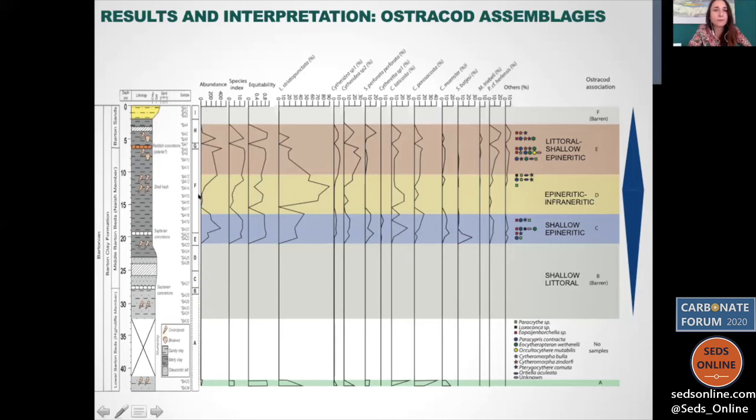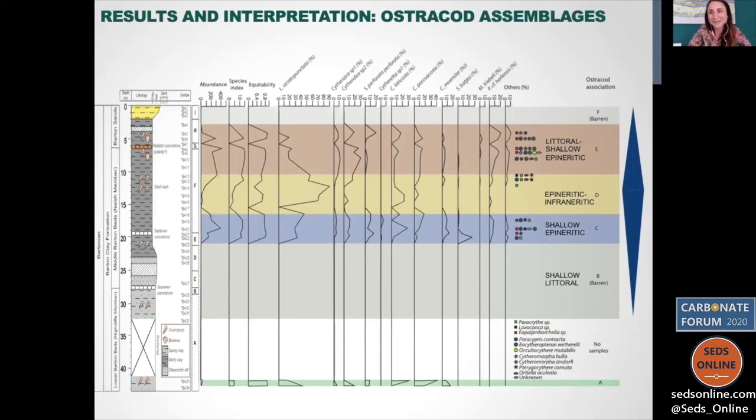Yeah, exactly. If you look at this diagram, the first, starting from the left, is the abundance. So it's the real number of valves that I found in each sample. And for most of them, I was close to 300. That is the number required to have a good statistical representation of the assemblages. But in this interval, the interval D, the number of ostracods decreased enormously. So I found very few valves. So this could have an importance.